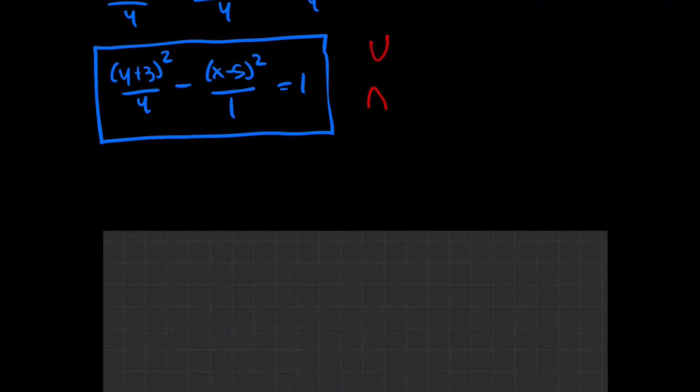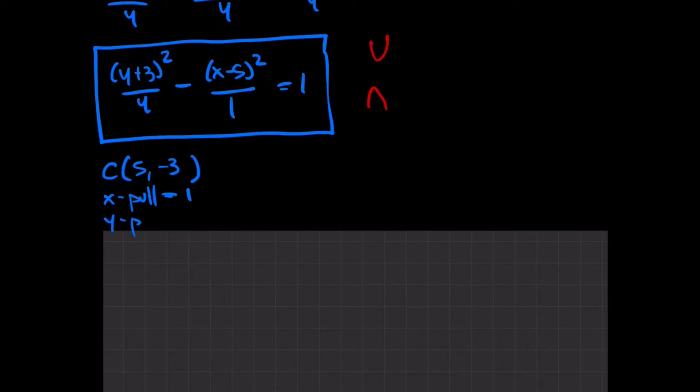Now we're going to get our 3 pieces of information: center, x pole, y pole. We just have to be careful here. The center, remember, is going to be the x comma y. So it's the opposite of this, which is 5 comma negative 3. Your x pole always comes from the x fraction. So that's going to be square root 1, which is just 1.